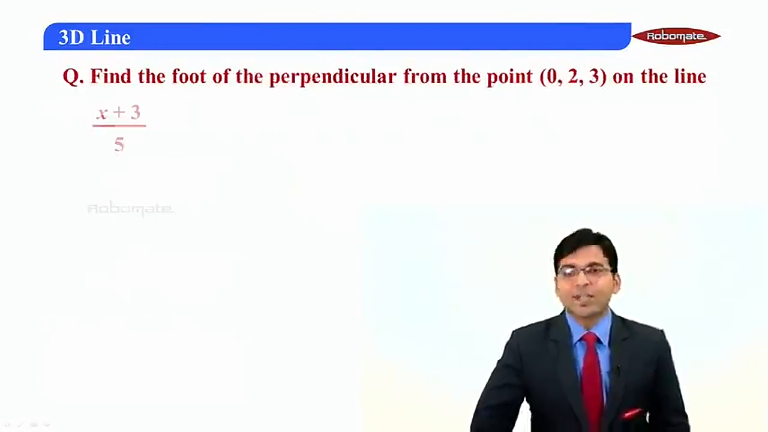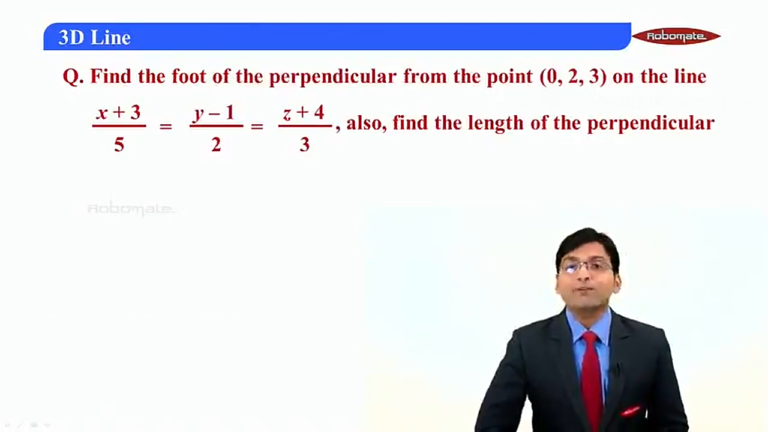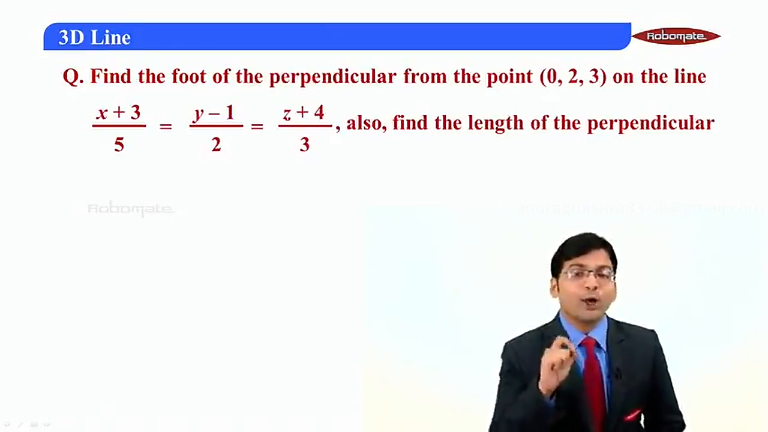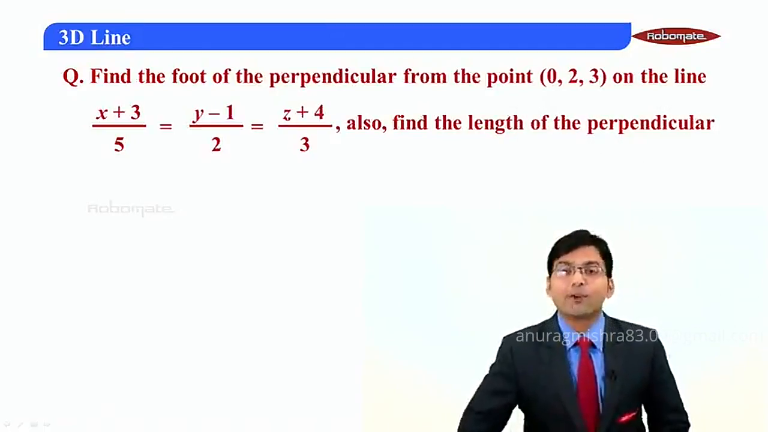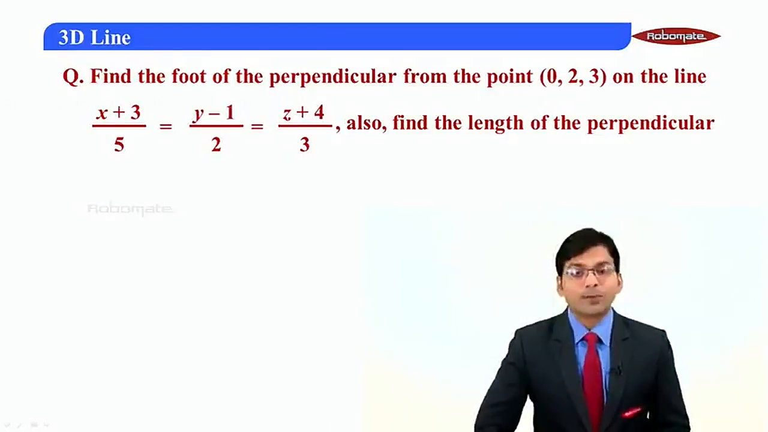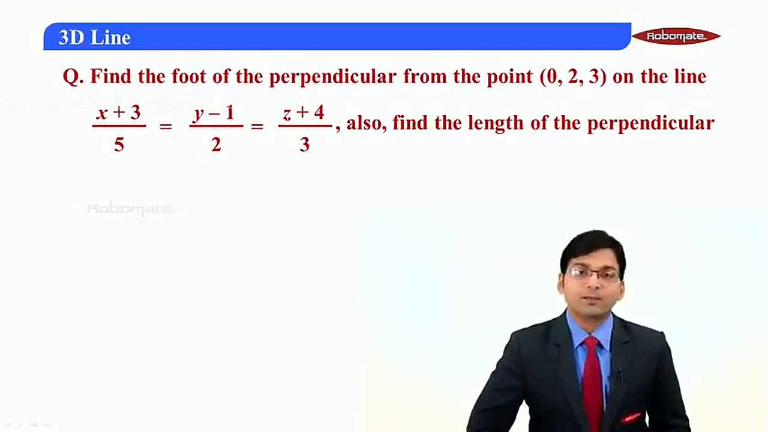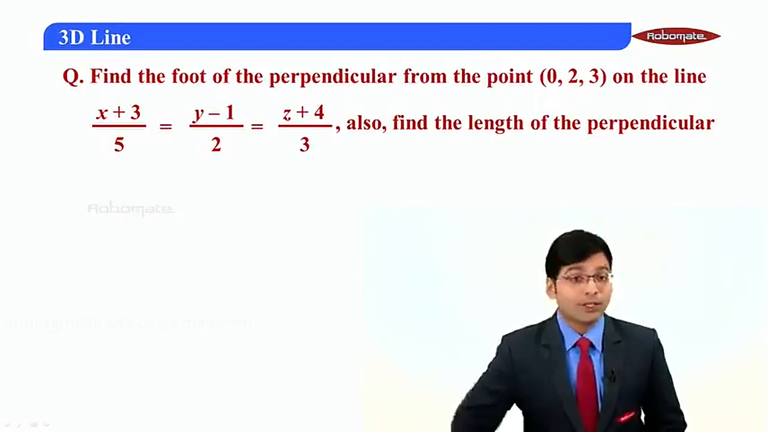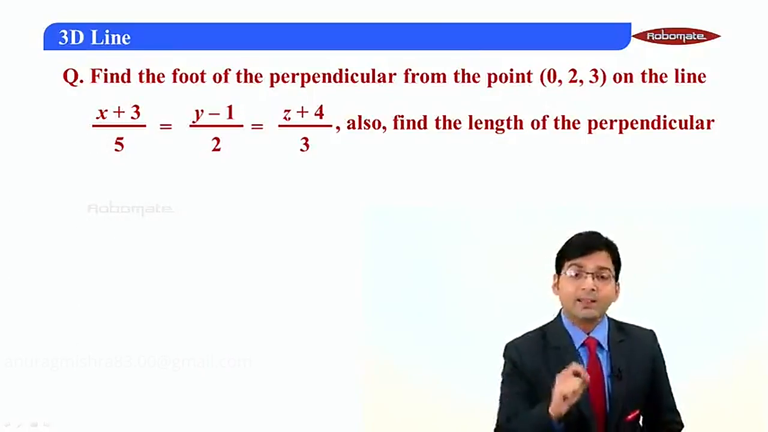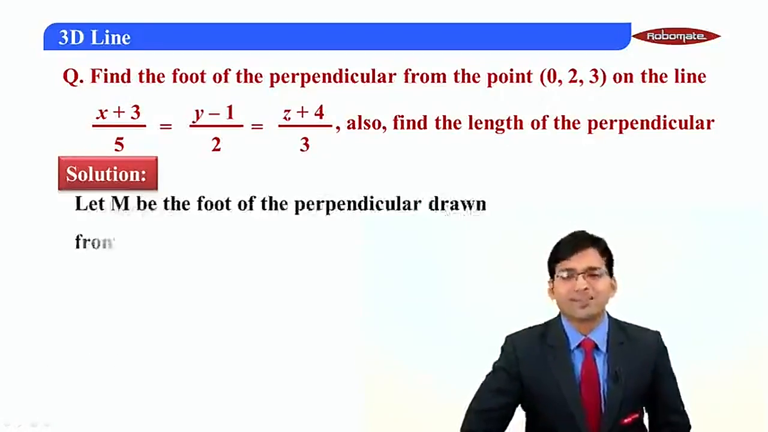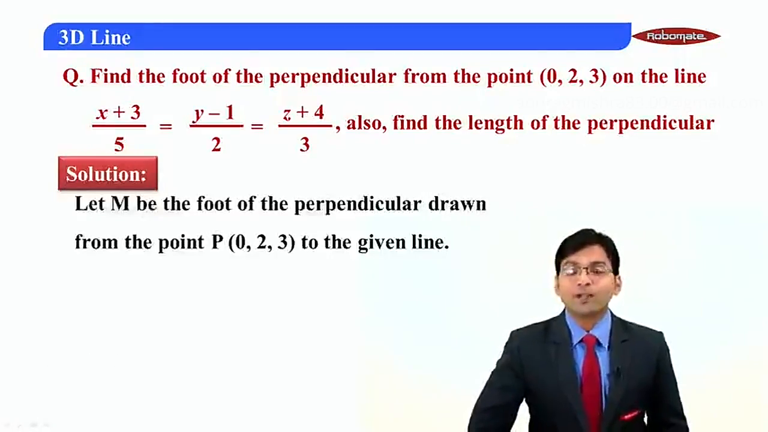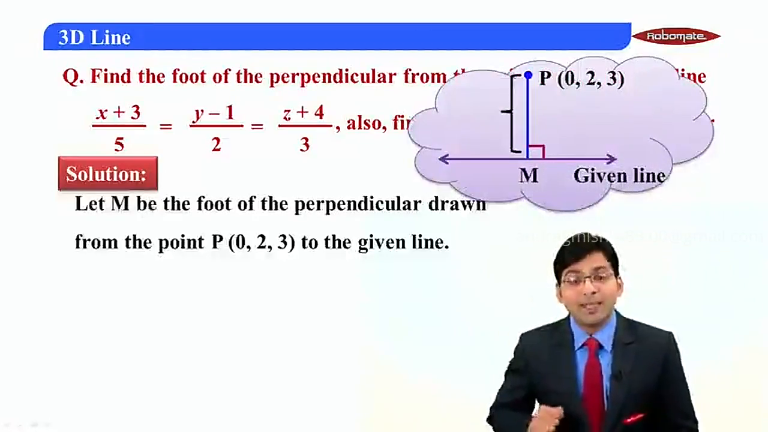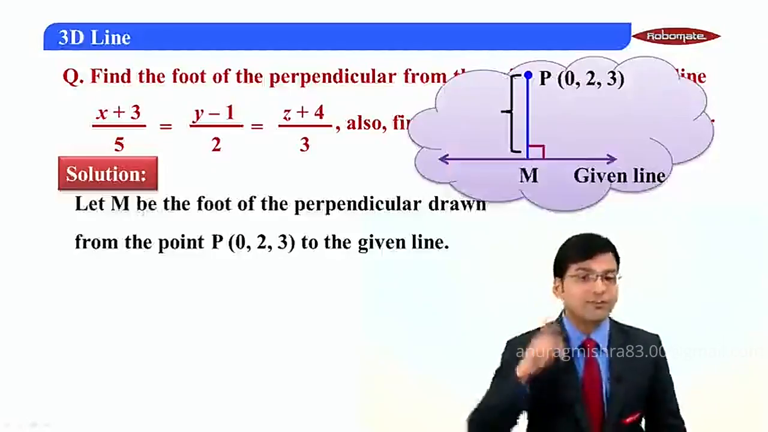Let us proceed. Question number 2 says: find the foot of perpendicular from the point (0, 2, 3) on the line (x plus 3) upon 5 equal to (y minus 1) upon 2 equals (z plus 4) upon 3. Also find the length of perpendicular. So we need the foot of perpendicular and the length of perpendicular. Let us proceed. Let M be the foot of perpendicular drawn from point P to the given line. So here is the diagram. P is given and the line in Cartesian form is given.